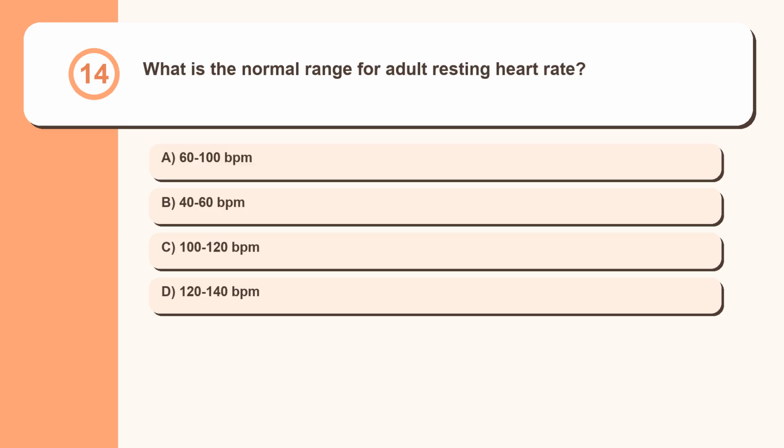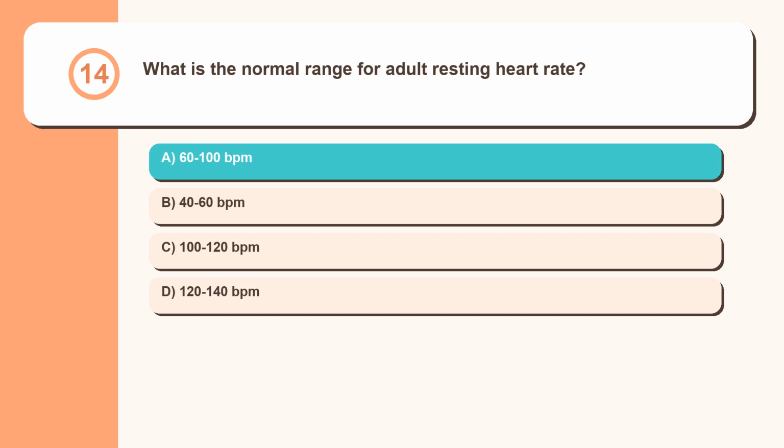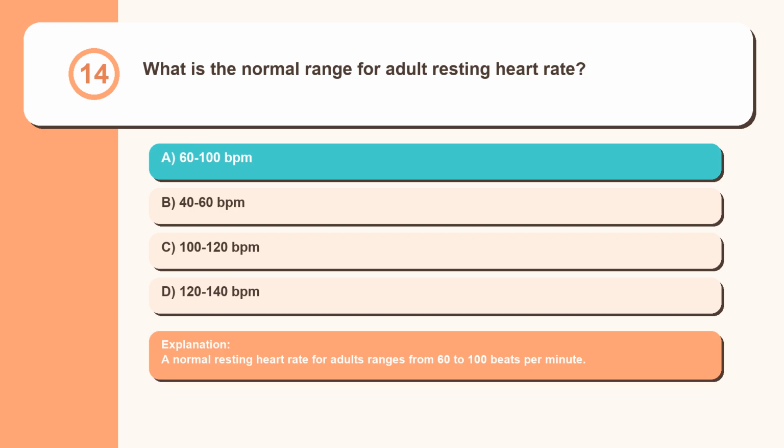Question 14. What is the normal range for adult resting heart rate? 60 to 100 bpm, 40 to 60 bpm, 100 to 120 bpm, 120 to 140 bpm. A normal resting heart rate for adults ranges from 60 to 100 beats per minute.